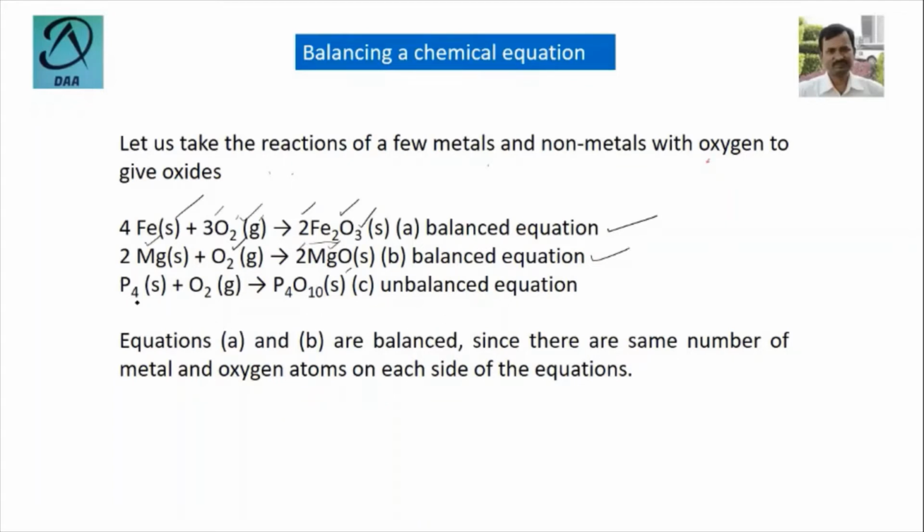But for P4 in solid form, phosphorus, reacting with oxygen O2, the product will be P4O10. In this case, for phosphorus the number of atoms on both sides is the same, but for oxygen the left side is O2 and the right side is O10. So this is not balanced in respect of oxygen atoms. So it is an unbalanced equation.